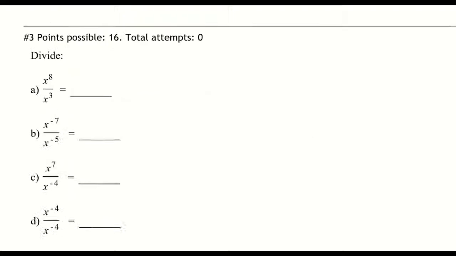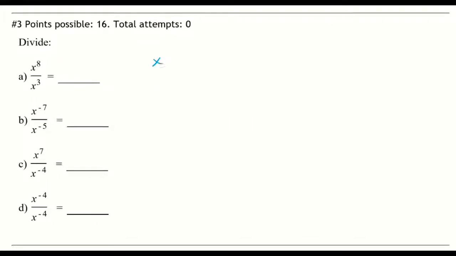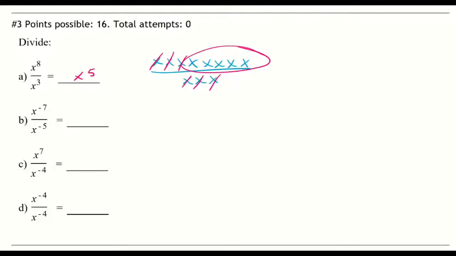And if they have the same base but we're dividing them, we subtract the exponents. So here I have x to the 8th divided by x to the 3rd. I can cross off pairs. I'm left with 5, so then I have x to the 5th as my answer.